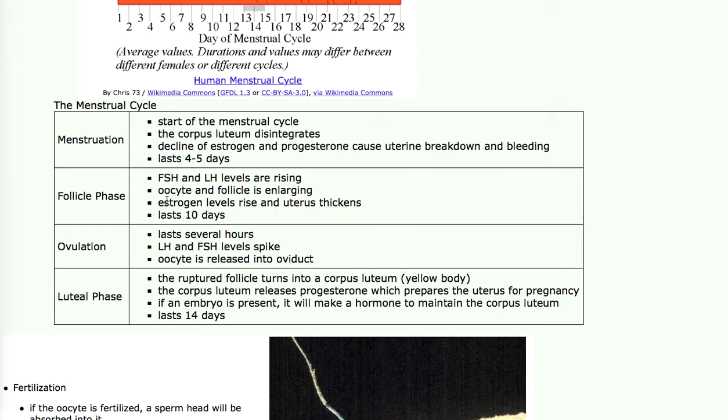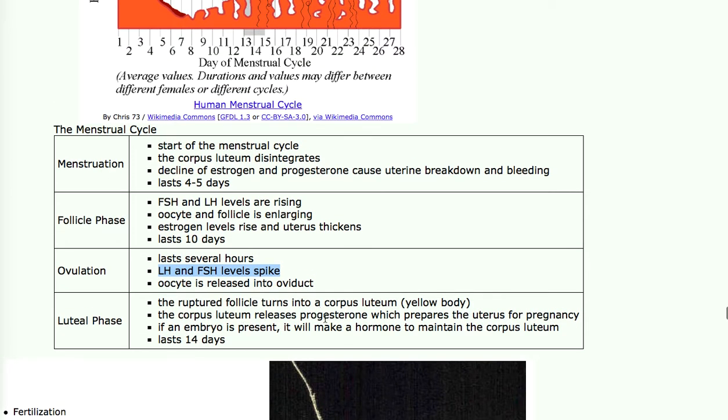During the follicle phase, estrogen levels are rising, and that's what thickens the uterus. Estrogen is a steroid, and it does target the uterine muscle to thicken. During ovulation, LH and FSH levels from the pituitary gland spike, and that's what causes the ovary to release the oocyte into the fallopian tube or oviduct. And then during the luteal phase, those hormones, the estrogen, the LH, and the FSH, they start to taper off, but another hormone called progesterone kicks up.